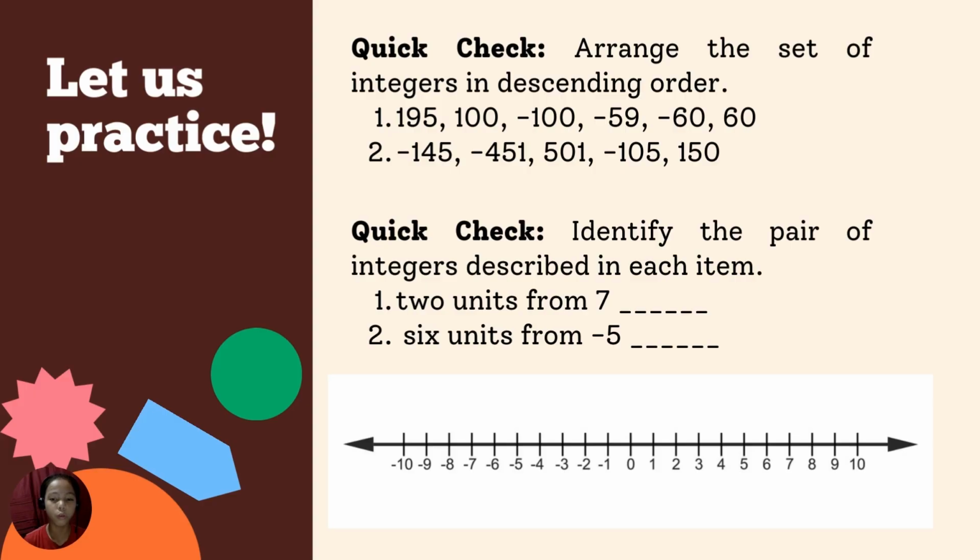Number 2. 6 units from negative 5. Negative 5 minus 6 equals negative 11. Negative 5 plus 6 equals 1. So the answer is negative 11 and positive 1.